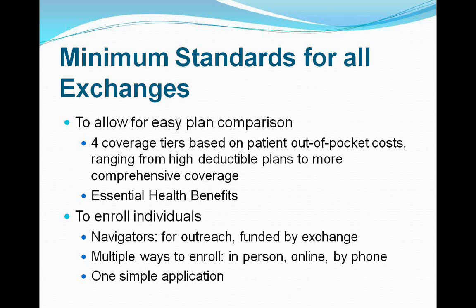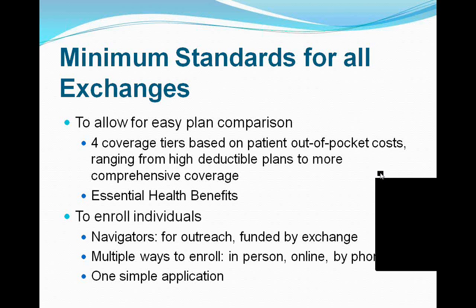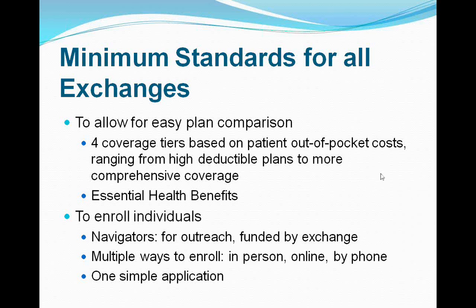Now to go through some of the minimum standards that all exchanges have to meet. They must allow for easy plan comparison. These are those 4 coverage tiers based on patient out-of-pocket costs that I referenced earlier. I want to linger on this a little bit, and you do have a fact sheet on this. It's called the Standardized Health Plans, 4 Tiers of Coverage. This is the piece of the law that makes plans slot their benefits into one of 4 buckets so that you as a consumer can compare plans more easily.